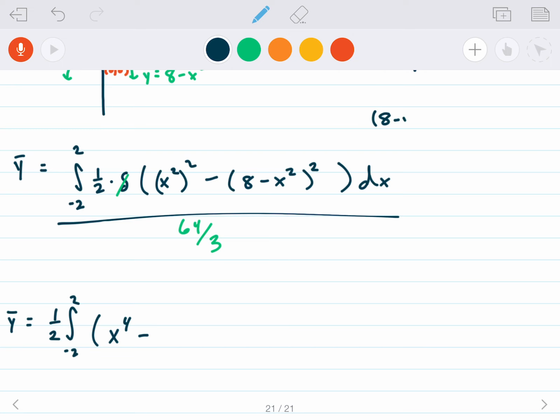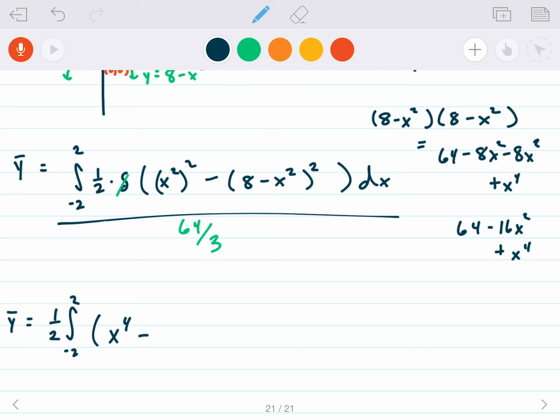So let's FOIL this out. 8 minus x squared squared is 8 minus x squared times itself. So first, outer, inner, last. So this is 64 minus 16x squared plus x to the 4. Okay? So this is going to be 64 minus 16x squared plus x to the 4. Okay, good.